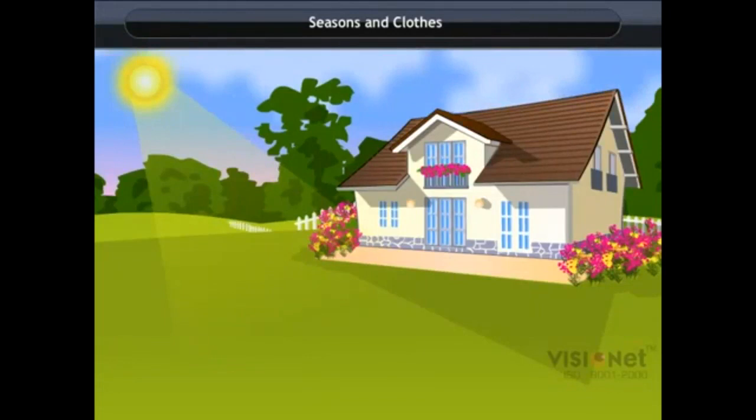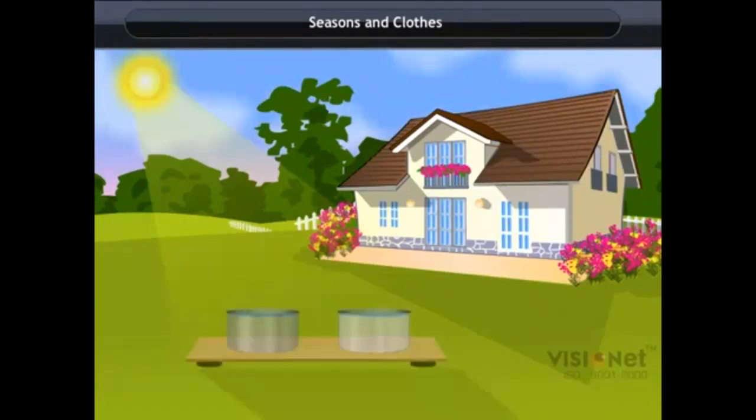Season and clothes. Now, we know that the temperature of an object increases when it absorbs heat energy. Do all the bodies absorb or lose heat at the same rate? Let us check it with the help of an activity.